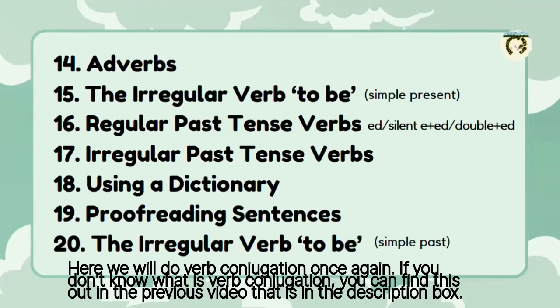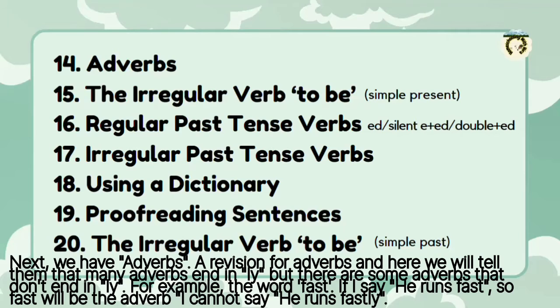If you don't know what is verb conjugation, you can find this out in the previous video that is in the description box. Next we have adverbs, revision for adverbs, and here we will tell them that many adverbs end in ly, but there are some adverbs that don't end in ly. For example, the word is fast. If I say he runs fast, fast will be the adverb.